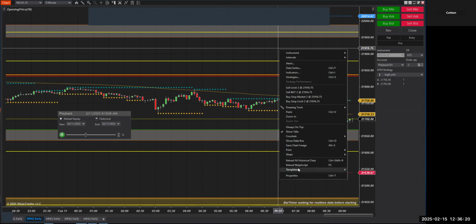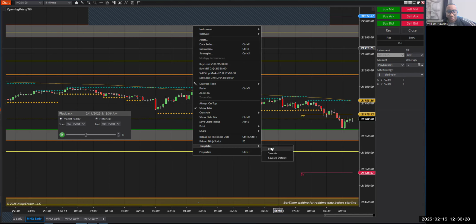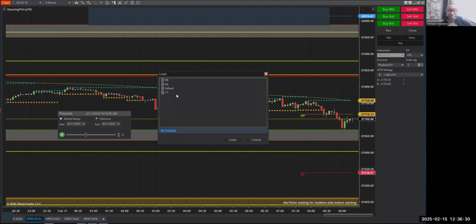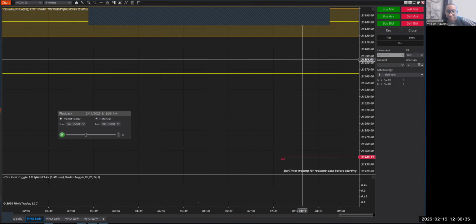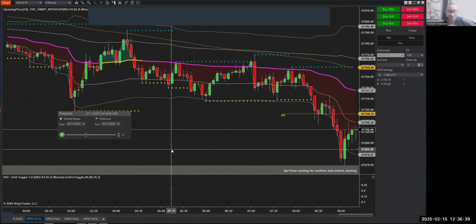What I do with the indicators is save the template. If you save the template, you can go to any chart, hit template, load, and it will already have all those indicators on it. This is how my template looks when I trade. This is what my trade template looks like.